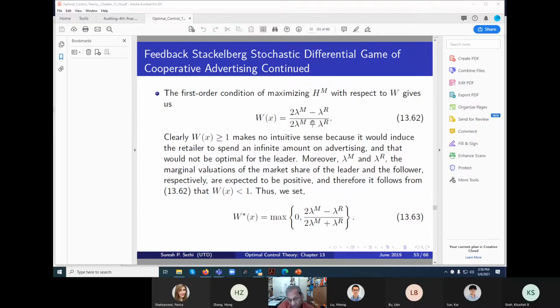Because it is possible, with the subsidy, that W can be below 0. And so we need to say W star equals the max of 0 and this. There's no subsidy rate going the other way.